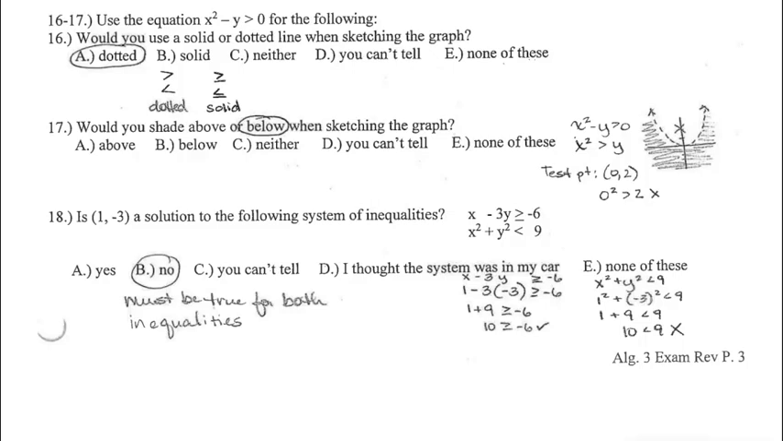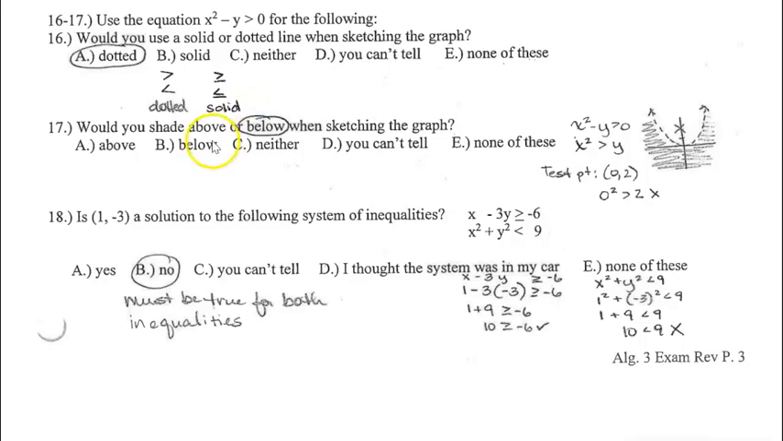All right, for 16 and 17, it says use the equation x squared minus y is greater than 0. And it asks me, would I use solid or dotted when sketching this graph? So remember, if it's greater than or less than, you use a dotted. And if it's greater than or equal to or less than or equal to, you use a solid. So again, remember, I could change this up to have an equal to with it or not, or be less than or less than or equal to. So we want to be sure we know every way that it could be asked.